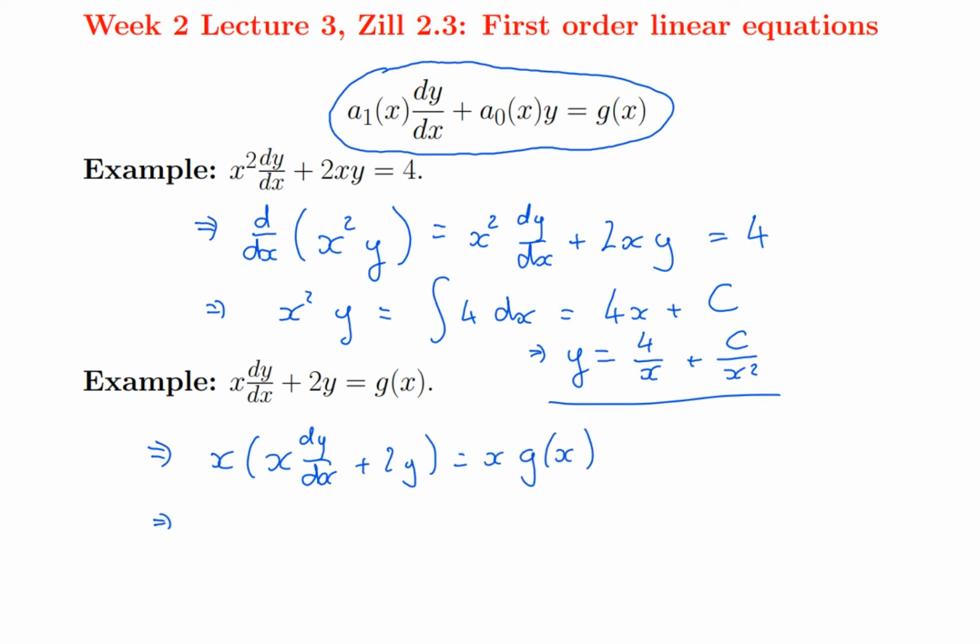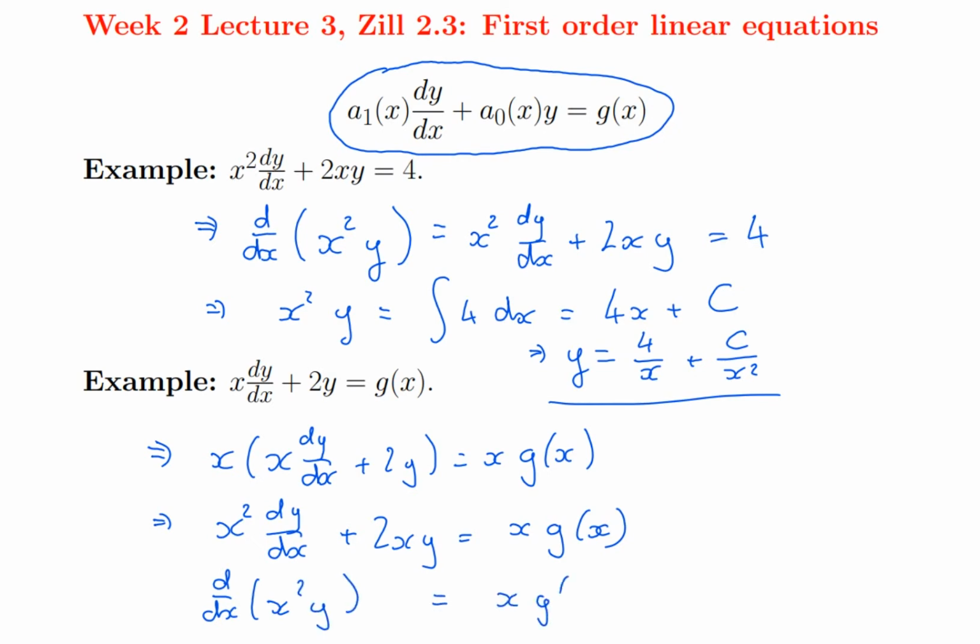on the left-hand side, I've now got x squared dy dx plus 2xy equals x g of x. In this case, I'm not telling you what the function g of x is. It could be any old function. So by multiplying both sides by x, the left-hand side is now a derivative of something, and I know how to solve it. That says the derivative of x squared y is x g of x. So x squared y must be the antiderivative of x g of x.